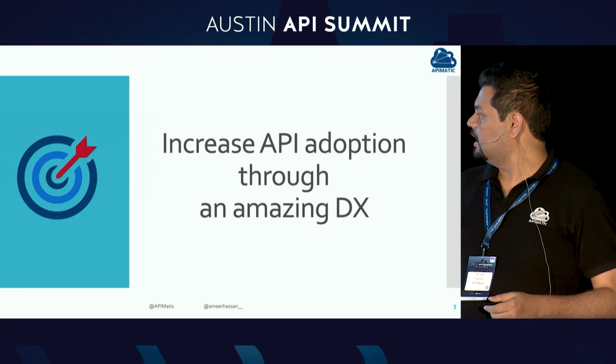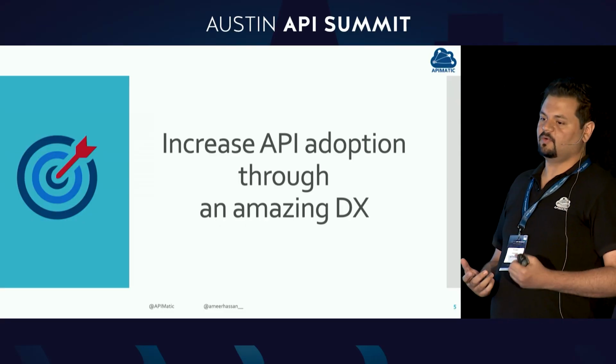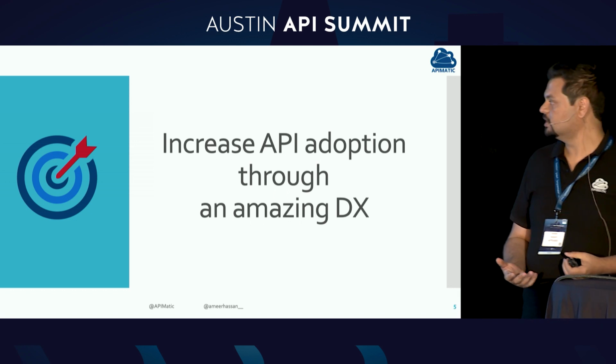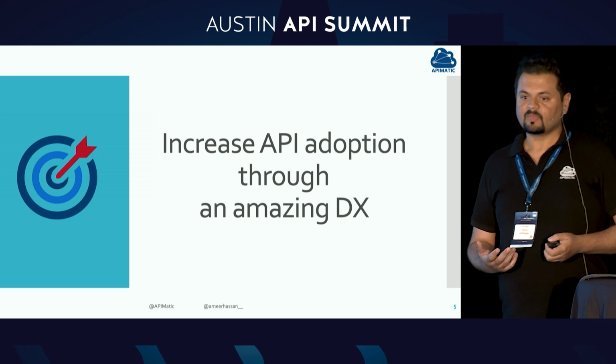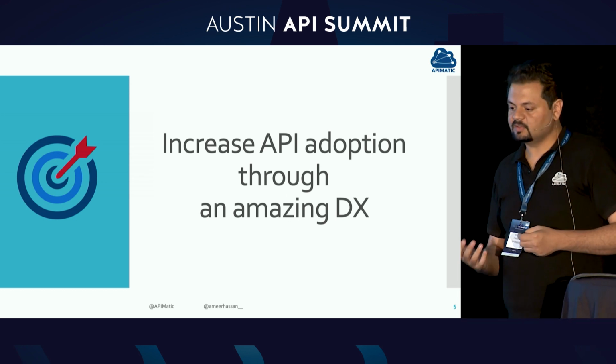Starting from the goal, here again your goal is, of course, an increase in API adoption by achieving an amazing developer experience. I could have mentioned an increase in API monetization, but there are different models: if you have an API as a product, you have a different monetization model, and if you have an ecosystem API, you would have a different one for that matter. So for argument's sake, let's say the goal is API adoption.